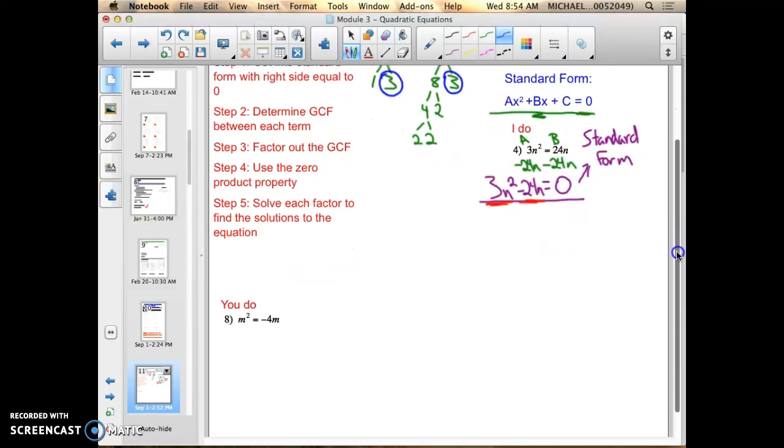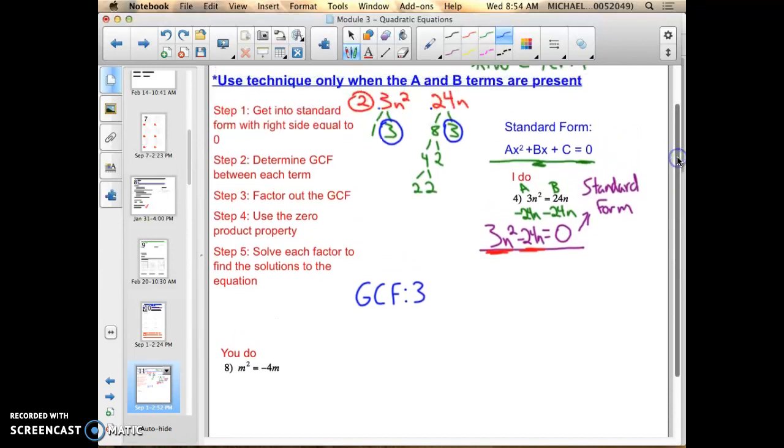I'm going to put that right here. Just make note of that, okay? Because we still need to do the variables. Now, I'm going to draw a little separation. 3n squared, and then the 24n.